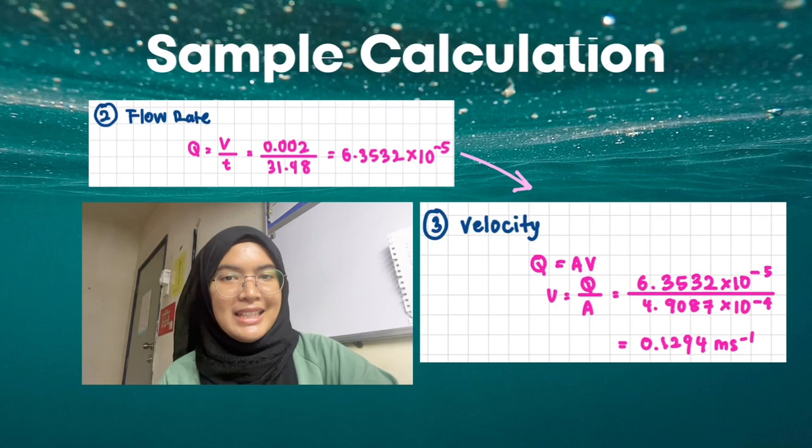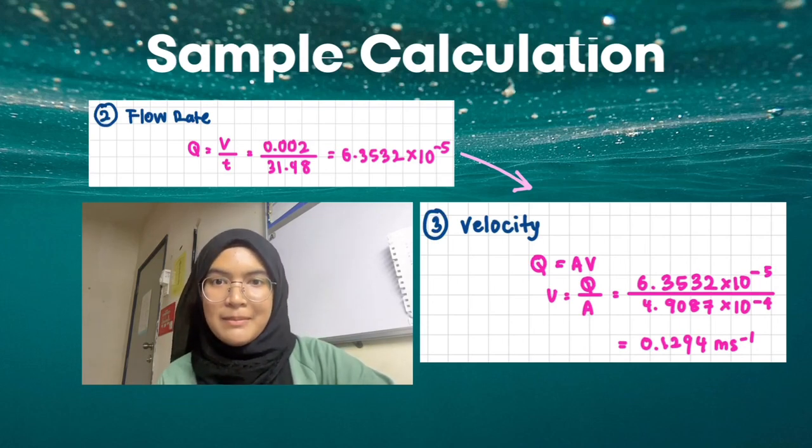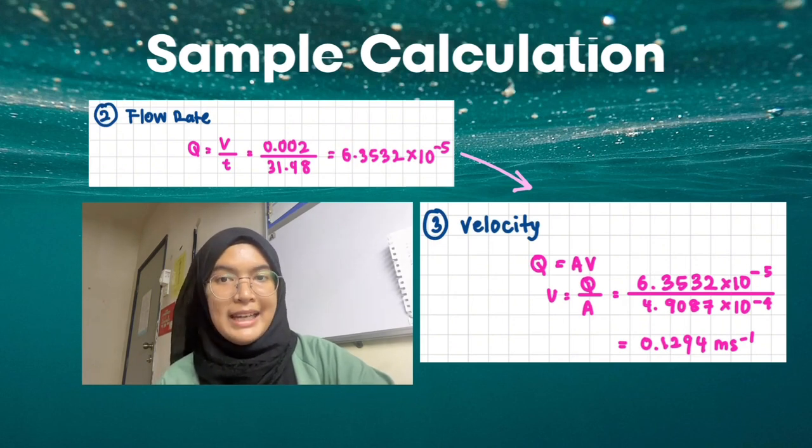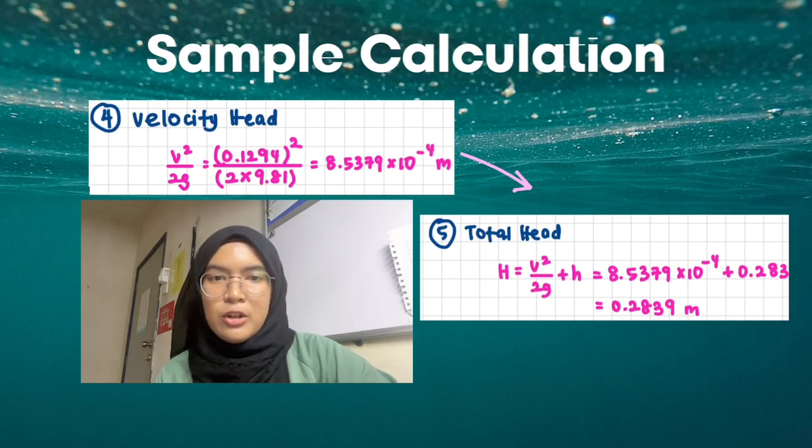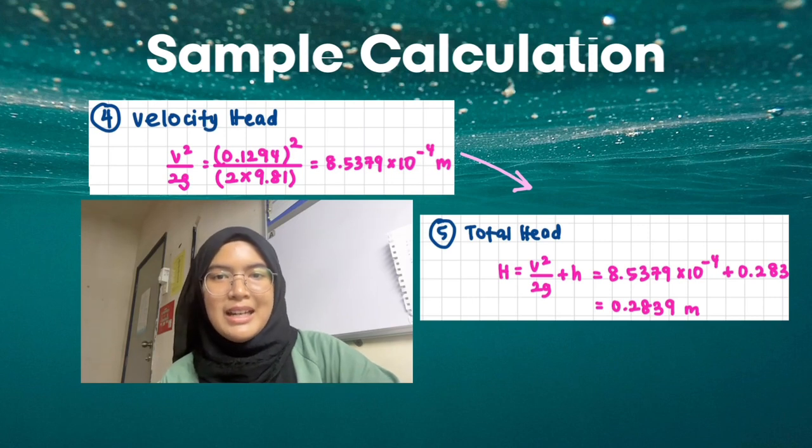Next, we calculated the flow rate by dividing the volume of water collected by the time taken. After obtaining the flow rate, we calculated the velocity of the fluid at each section using the equation V equal to Q over A. And then, we calculated the velocity head using the formula V squared over 2g, where g is the acceleration due to gravity. Finally, we calculated the total head by adding the pressure head and the velocity head.